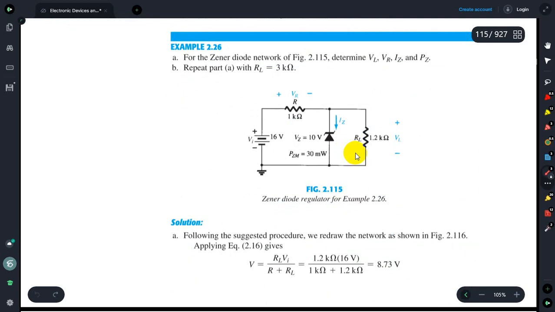So that's the analysis of our first example. Any question over here? Have you understood? Yes, sir. Okay, now we can proceed to the next example.